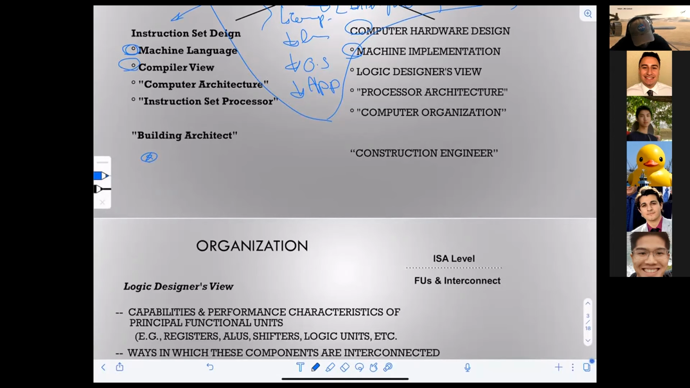Anyway, how many of you are aware that AND, OR, and NOT gates exist at the transistor level? Have you guys heard about that? I will tell you a story.